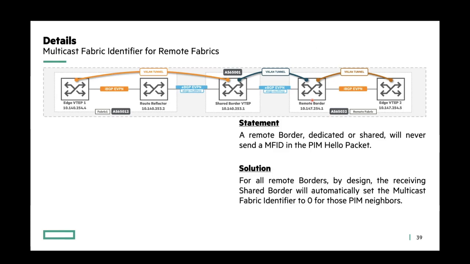The solution for that use case is simply to attach the MFID 0 to all neighbors which do not send the MFID. That's why it's very important to get all remote fabrics fully meshed, as a shared border won't be able to forward multicast traffic between neighbors having the same MFID.